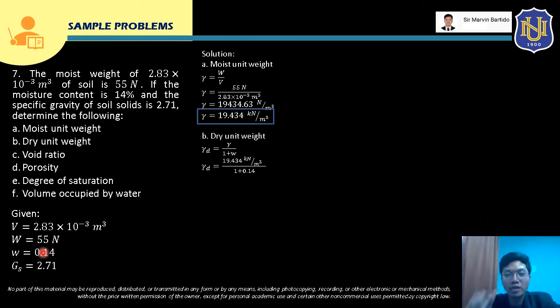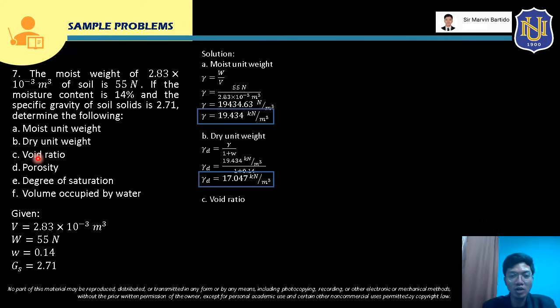So, gamma dry is equal to 19.434 kilonewton per meter cube over 1 plus yung water content natin ay 0.14. Unitless yung water content, so yung magiging unit lang din natin dito ay kilonewton per meter cube. So, this is 17.047 kilonewton per meter cube. Check ko lang sa calculator. Yeah, that is right. So, yan class yung gamma dry natin. Ito dapat less than ito ha, kesa dun sa moist.